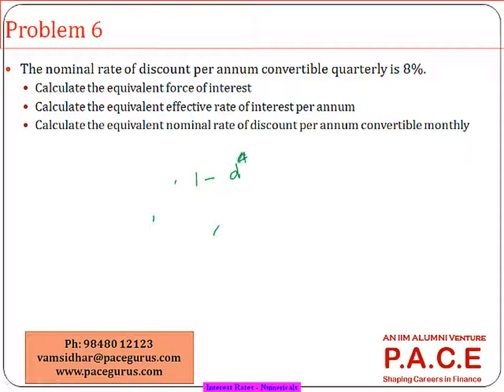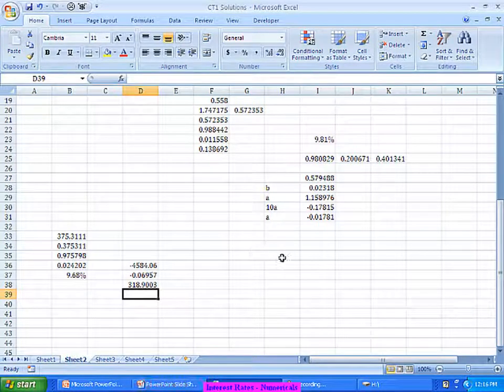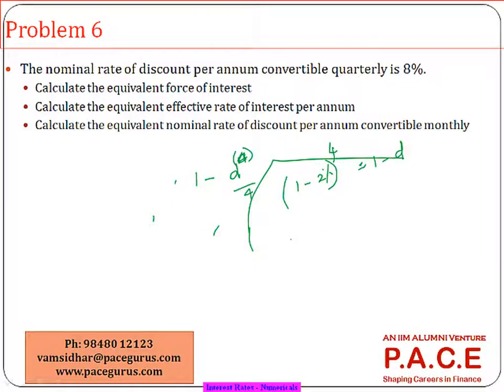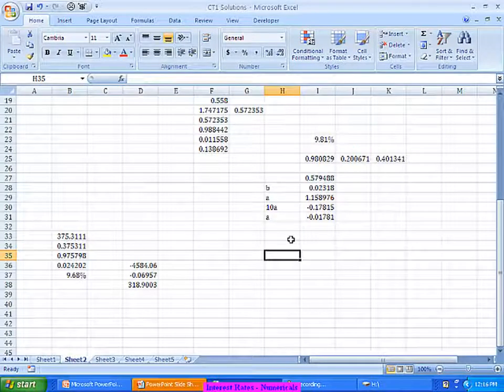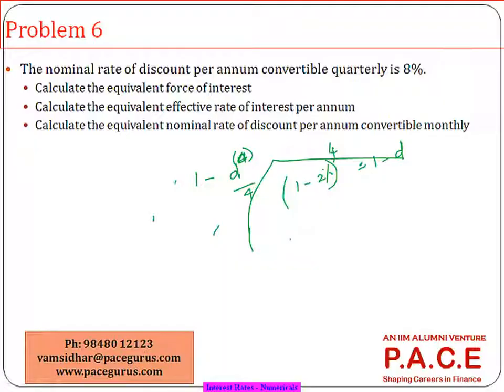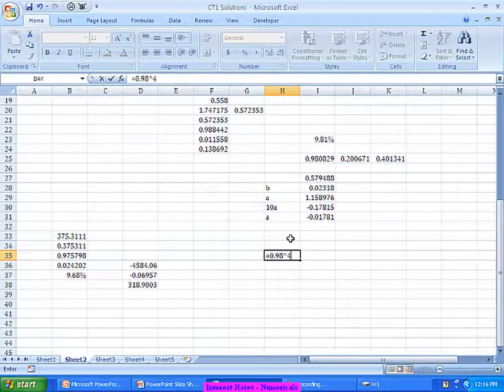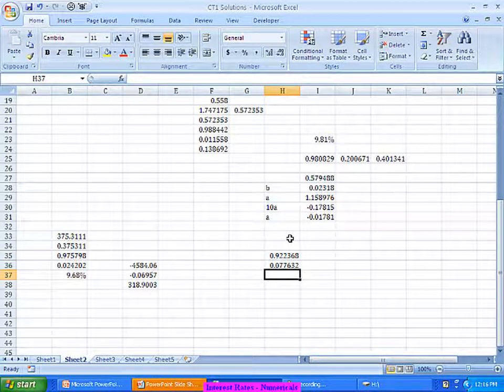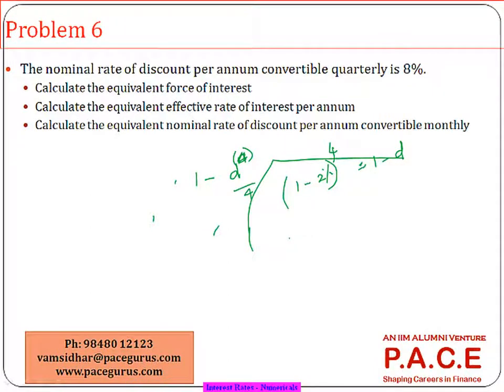Nominal rate of discount convertible quarterly, so 1 minus d4 by 4, where d4 is 8%. Probably I can first try out the effective annual discount. So 1 minus 2% to the power 4 will give me 1 minus d. Because it is given that the nominal rate of discount is 8%, I can find out d, which is 0.98 to the power 4 giving me 1 minus d. So 1 minus this is giving me d, the effective rate of discount.